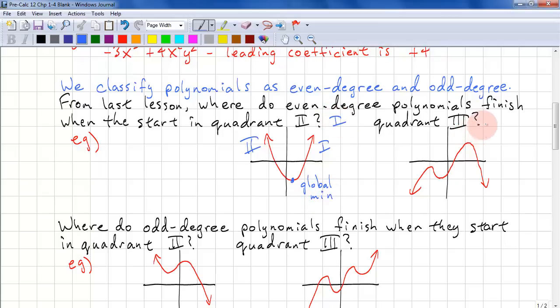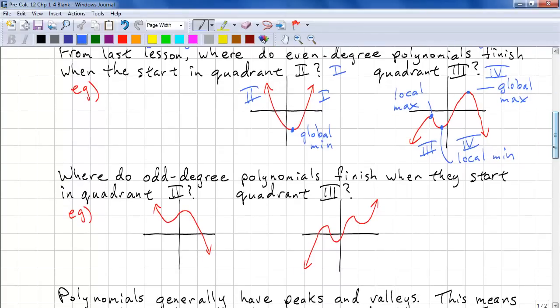When it starts in quadrant 3, where does it finish? Quadrant 3. It finishes in quadrant 4. Okay, and we have some mins and max. This is a global max. Here we have a local min. And here we have a local max.